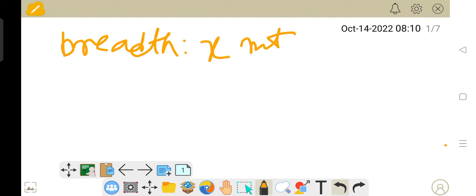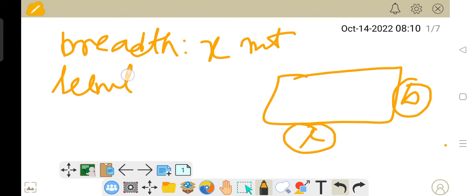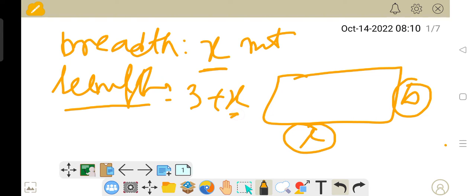Therefore they given the length of the rectangle. This is the rectangle. This is called as length, this is called as breadth. They given length of the rectangle is 3 meters more than breadth, which means 3 meters more than breadth means plus. Therefore length is equal to, they given here breadth is x, so 3 meters more than x means x plus 3.